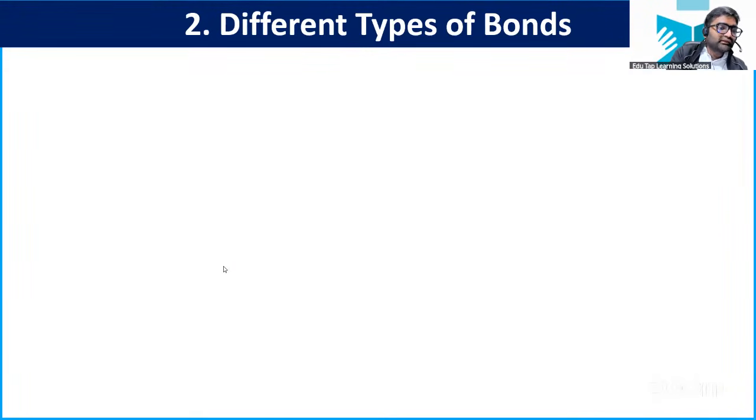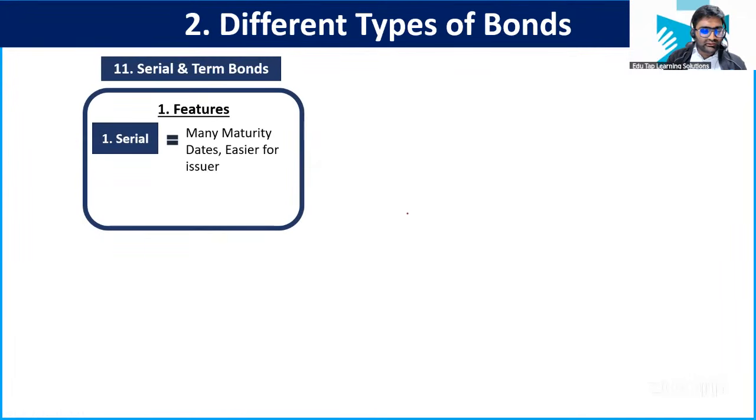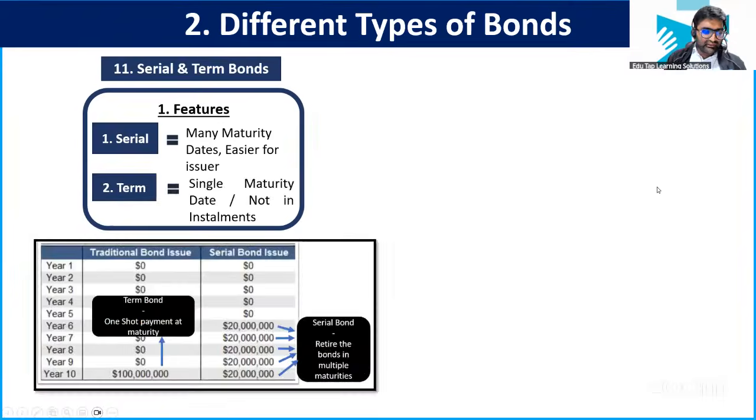Now moving ahead, there are other kinds of bonds. Okay, quickly let us discuss them. Here we also have the serial and term bonds. I'll show this to you with an example. Here you can see, let's say there is a bond of 10 years.